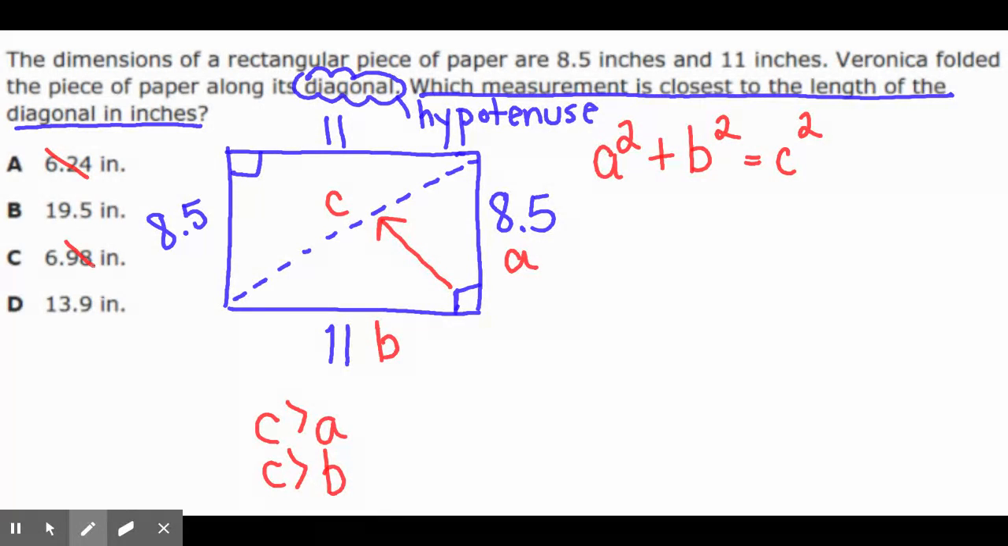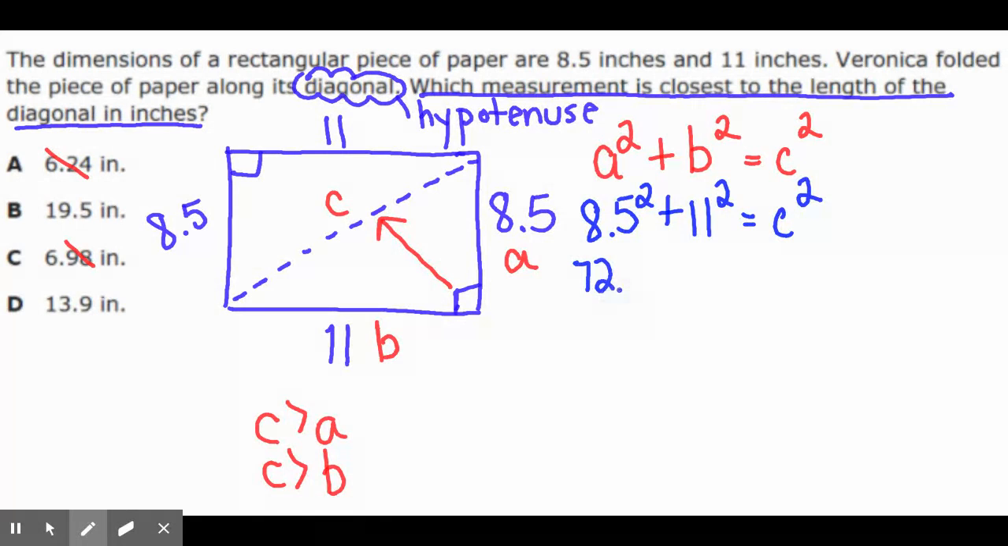All right, but back to solving for c. Now that we've written our formula, let's go ahead and substitute. So we have a squared, so let's do 8.5 squared plus b squared, which would be 11 squared equals c squared. So we've substituted. Now let's go ahead and simplify. Using Desmos, I can determine that 8.5 squared is 72.25.